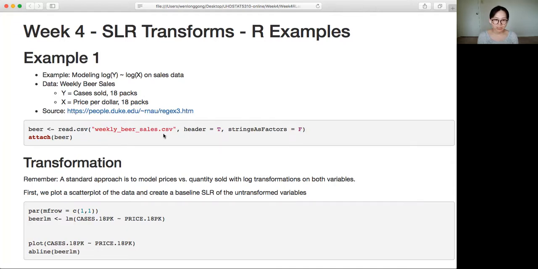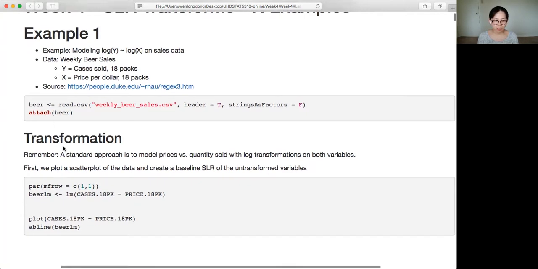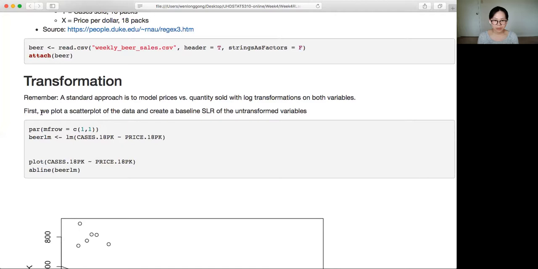And this is how I read the data in and attach the data set so that I can refer to the variables directly, instead of using the beer data set with a dollar sign and the variable names. So this is just a small trick. A standard approach is to model this price versus quantity sold with log transformation on those variables. But we just want to make a comparison here, so we do it on the original scale first.